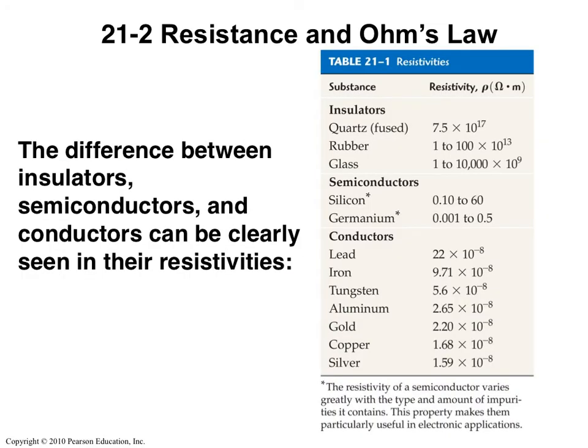So here are just some examples of different materials and their resistivity. We can see that insulators, which are not good at conducting electricity, have really, really high resistance. However, things like lead and iron, really good conductors, have very low resistance. This would kind of make sense, right? If we're making wires or circuits, we need to use conductors.